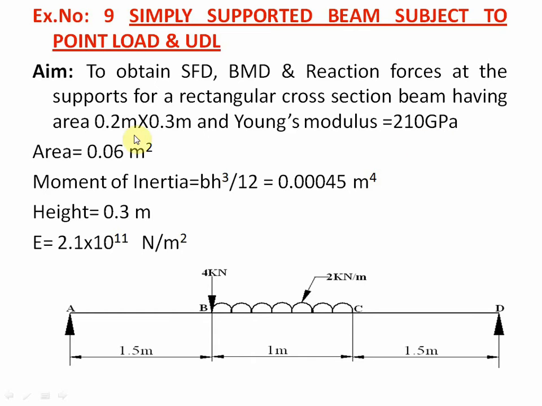Area is equal to 0.2 into 0.3, that is 0.06 meter square. Moment of inertia is b h cube divided by 12, 0.2 into 0.3 cube divided by 12, that is 0.00045 meter raised to 4. Height is equal to 0.3 meter and Young's modulus is given by 2.1 into 10 raised to 11 Newton per meter square. Now let us solve it in the software.